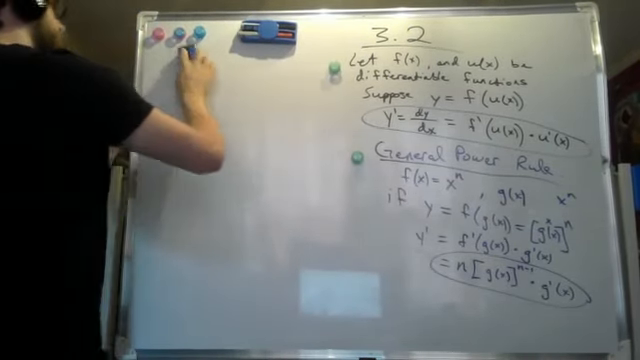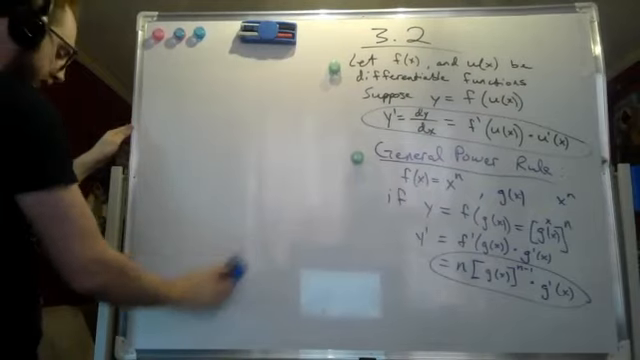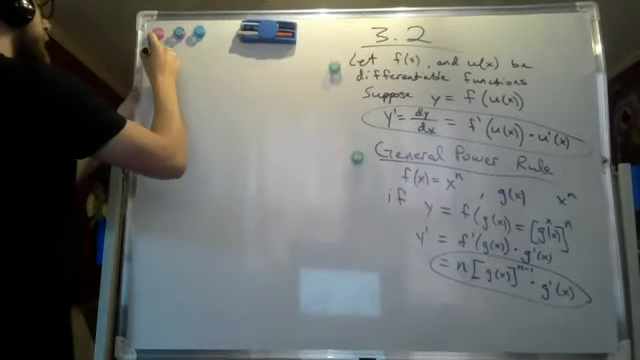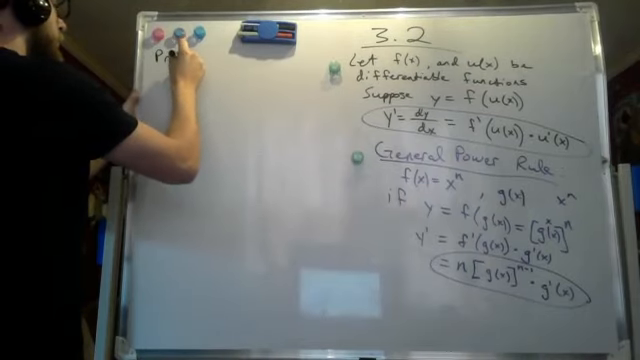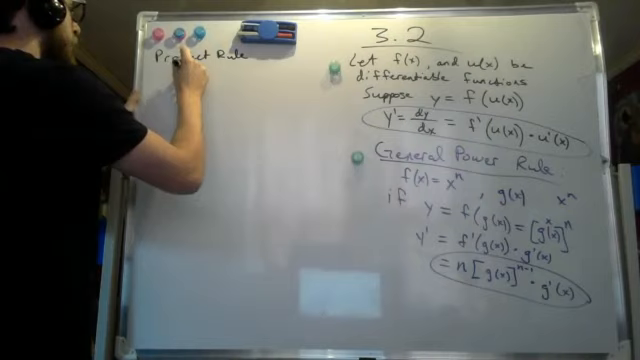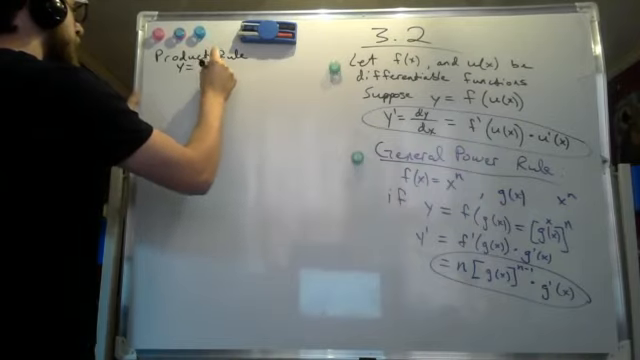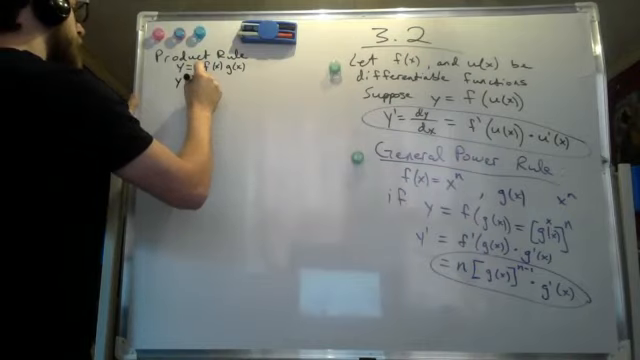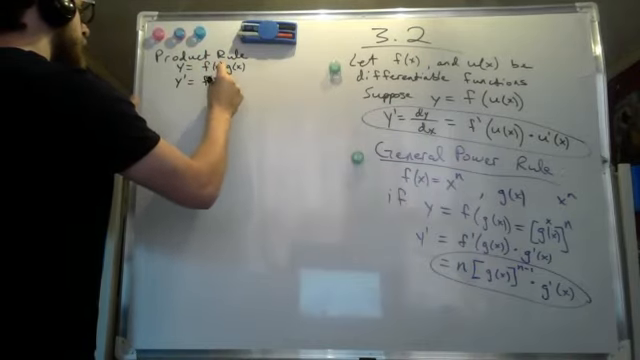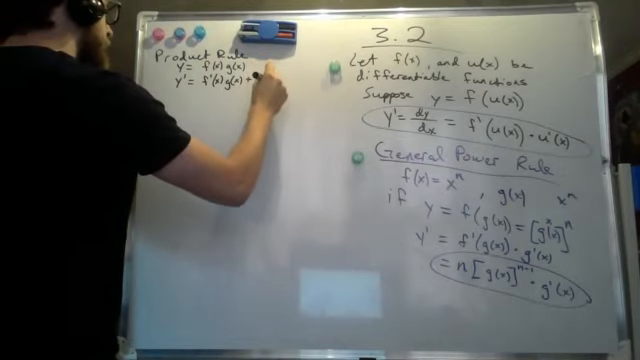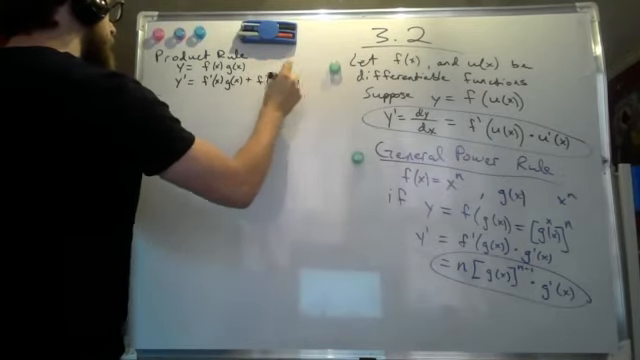All right, so now we're going to start combining all the little tricks we've learned. So remember the product rule: if y equals f of x times g of x, then y prime is f prime times g of x plus f of x times g prime of x.